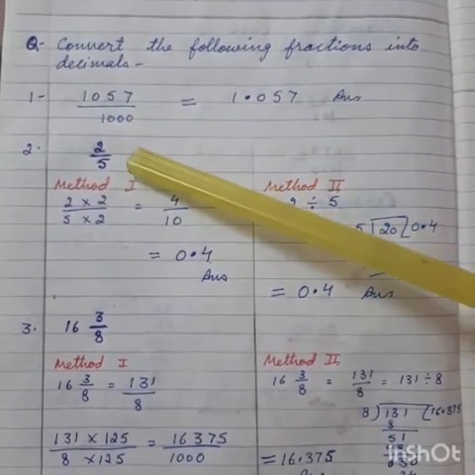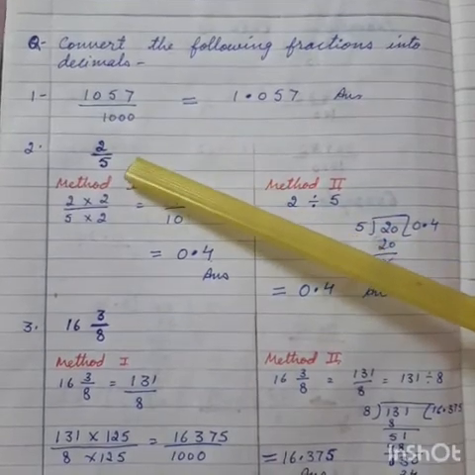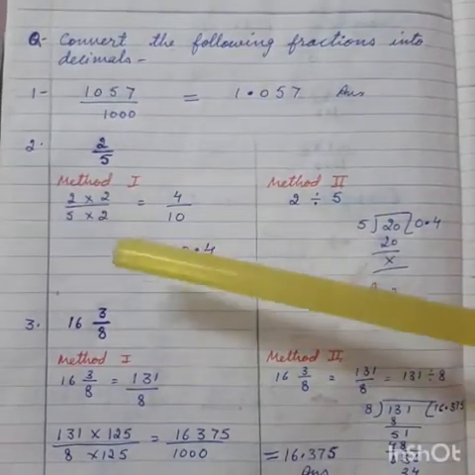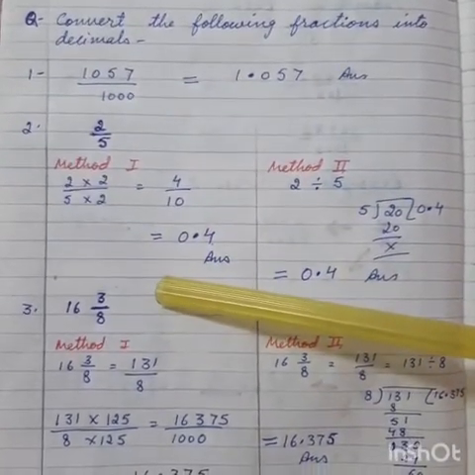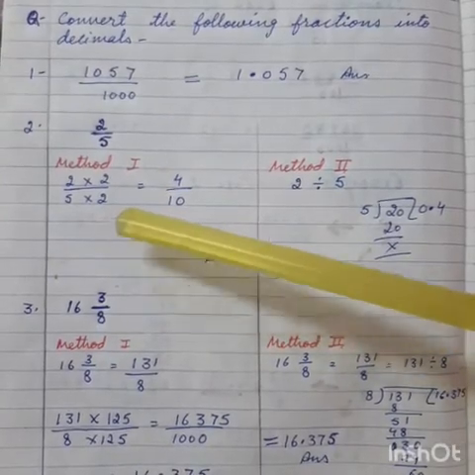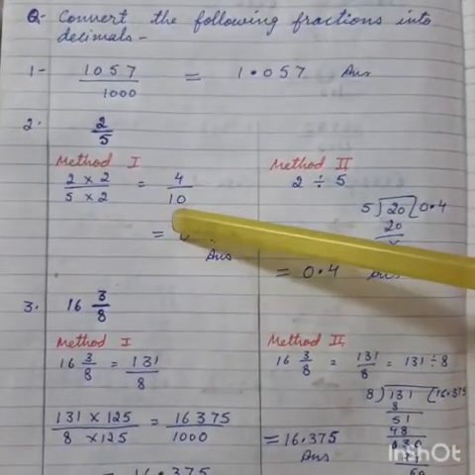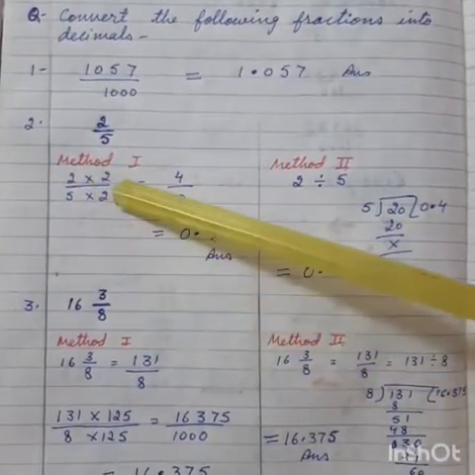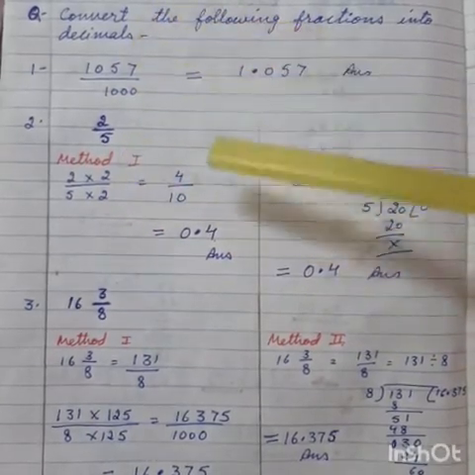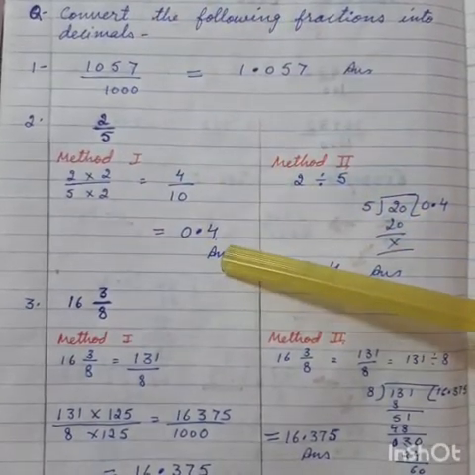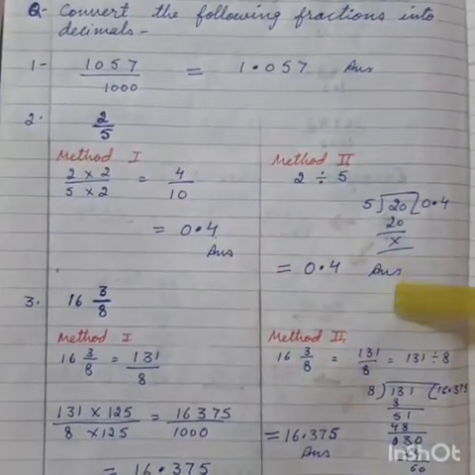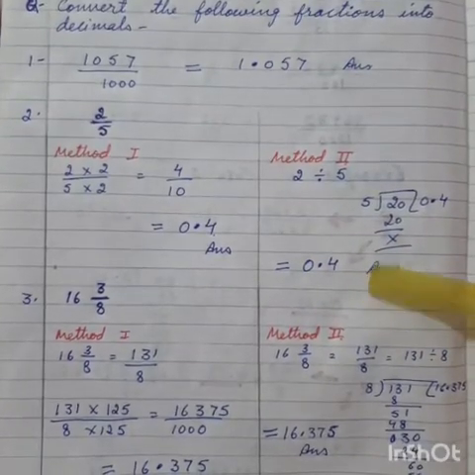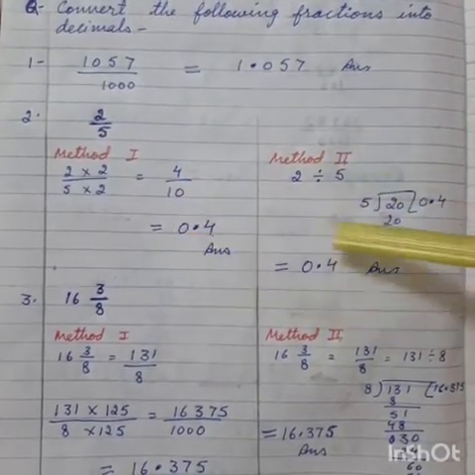Next example is a fraction. We have 2 upon 5 and we have to convert it into a decimal. So here again you have 2 methods as I told you before. So you can follow any one of them which you feel easy. So the first method is to convert the denominator into a digit with 0. And so here we see 5 2s are 10, and again this 2 is multiplied with the numerator and we get the final result as 0.4. The second method is division, and here also you will get the same result. So children, you have to follow any one method whichever you feel easy.